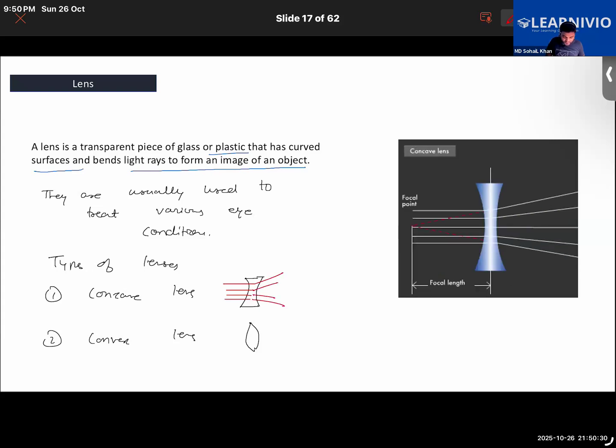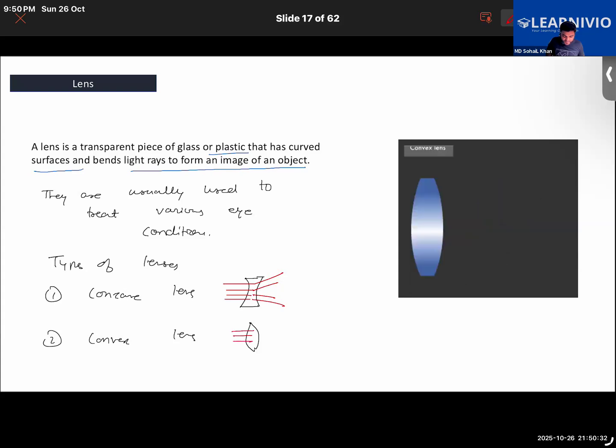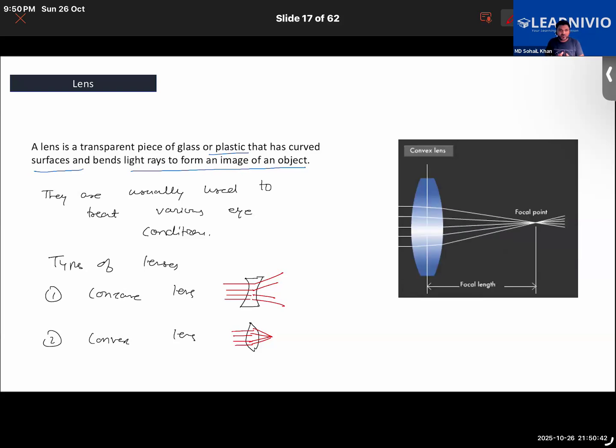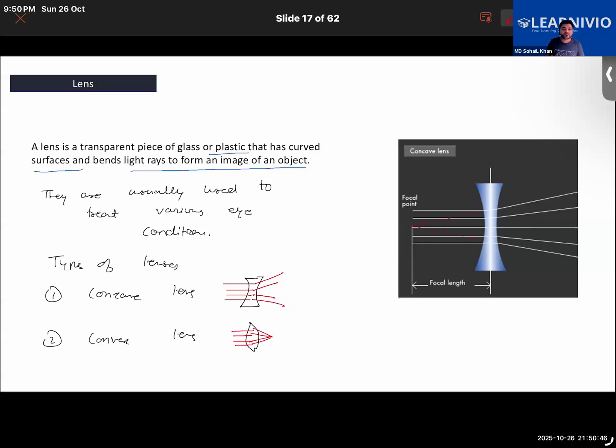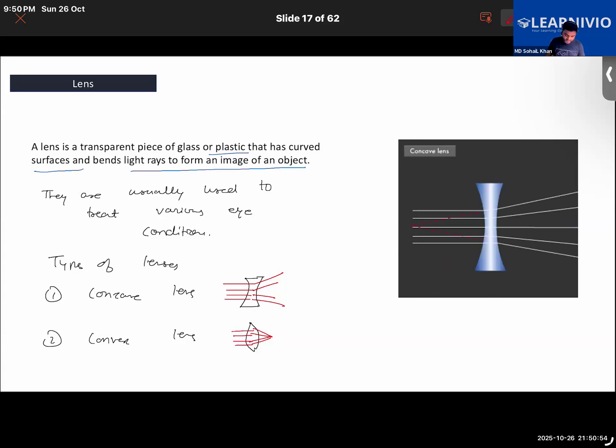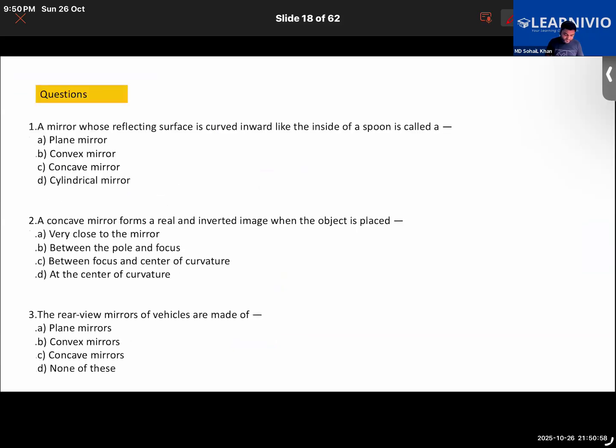But in the case of a convex lens, the opposite happens. It actually makes them converge at a point. All the rays come to meet at a point in the case of a convex lens. So that was a small introduction to the concept of lens. They're actually like double-sided concaves. Like a concave lens is like a double-sided concave, like in that way, you can understand it exactly.